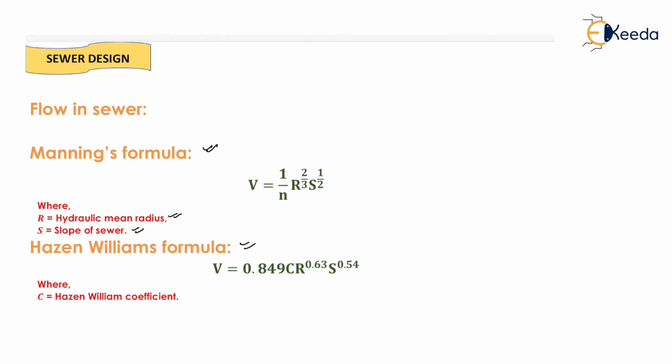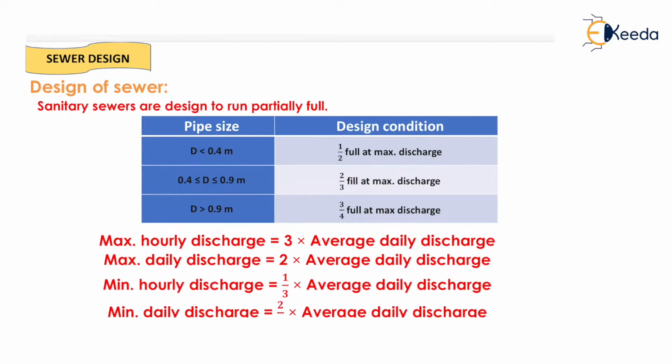Now Hazen-Williams formula will be equal to 0.849 C R^0.63 S^0.54. Rest other parameters are same, only C will be different, that is the Hazen-Williams coefficient, that is the flow in sewers. Clear to all? Now we can see the different types of design condition for different pipe sizes.